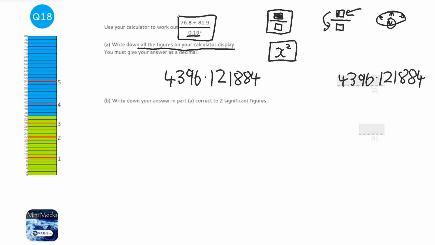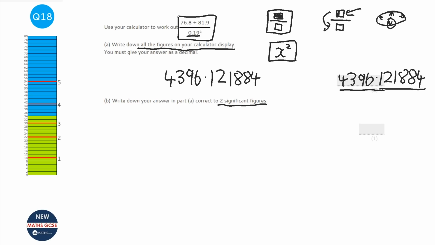Now, if your calculator is set to a mode which shows even more numbers, then normally six digits after the decimal point is more than enough. They won't require you to go to 100 or 200 decimal places. On this question, that's actually an exact amount. Okay, so write down correct to two significant figures.